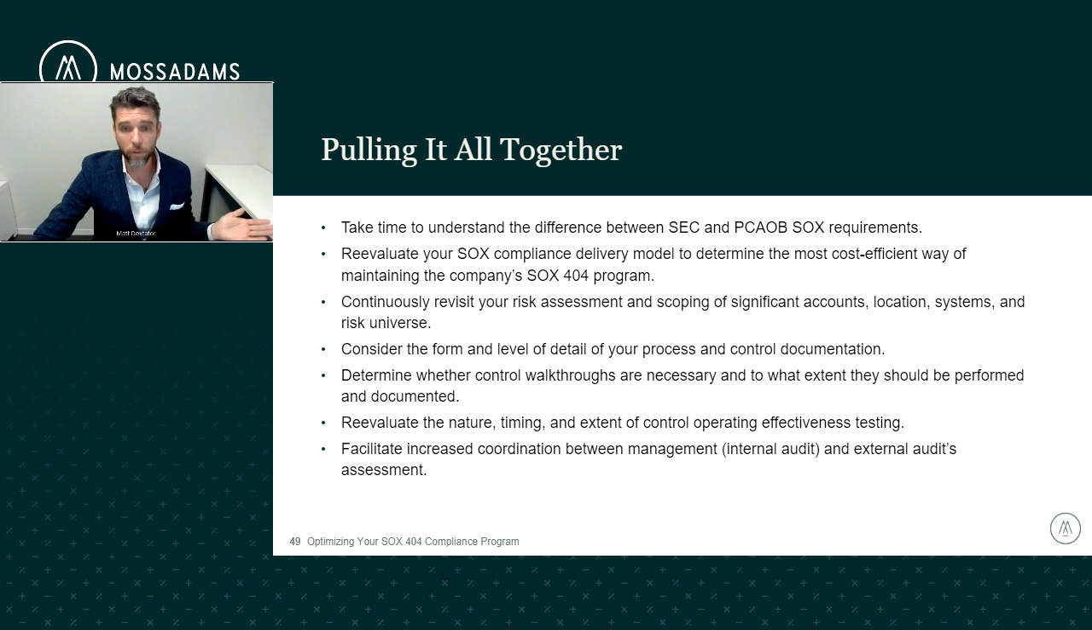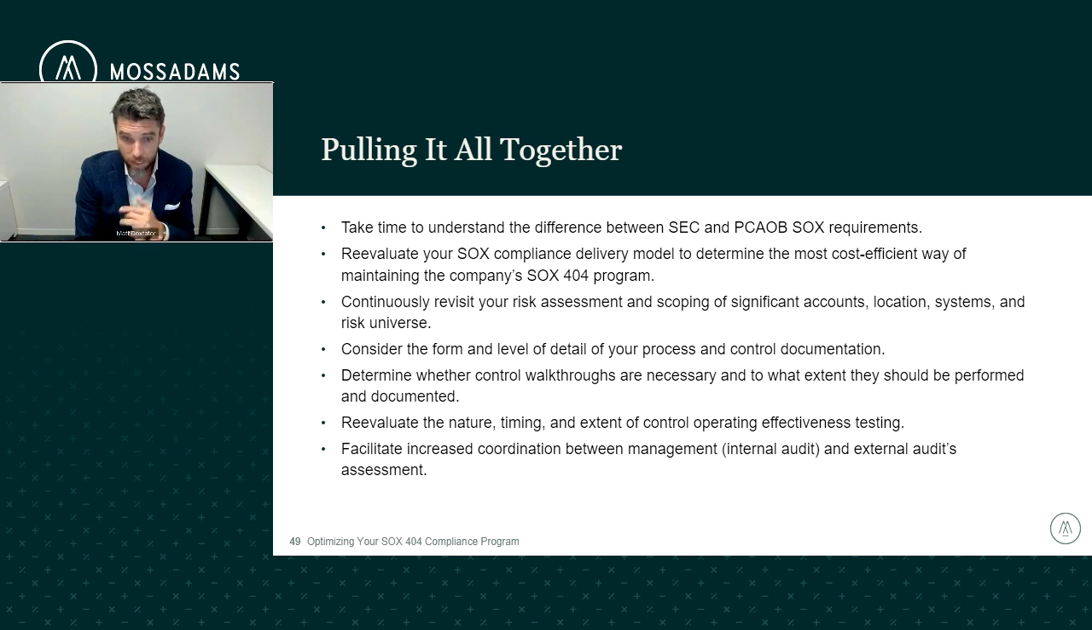Consider the form and the level of detail in your process and control documentation. There's a question about why flowcharts might be more efficient or the right level of documentation. And really what we see a lot of times with narratives is there's a lot of extraneous details. There's a lot of operational stuff. When you have a flowchart, it's very clear to see where the transaction was initiated and where it was recorded, and it allows you to cut out a lot of the extra stuff.